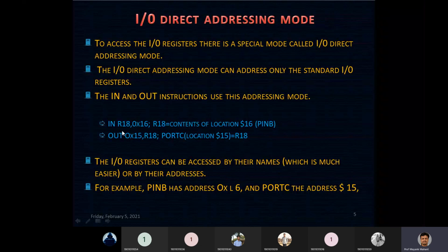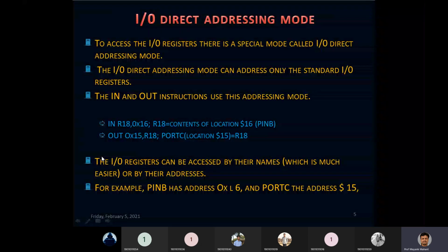So for this IO address, you can use IN R18, 0x16, which copies the content of location 0x16 into R18 through the PINB register. The other is OUT 0x15, R18, which will copy the content of R18 into the PORTC register, because the location of PORTC is given by 0x15.